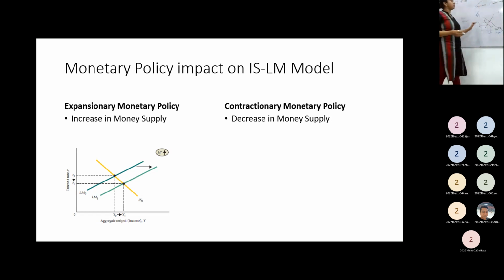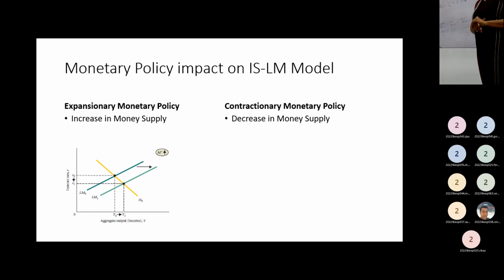One is expansionary monetary policy, the other one is contractionary monetary policy. Monetary policy expansion in simple terms means increasing the money supply, expanding the money supply. These policy decisions are undertaken by the government, the ones who are managing the economy. Fiscal policy decisions are also undertaken by the government. Monetary policy decisions are also undertaken by the government.